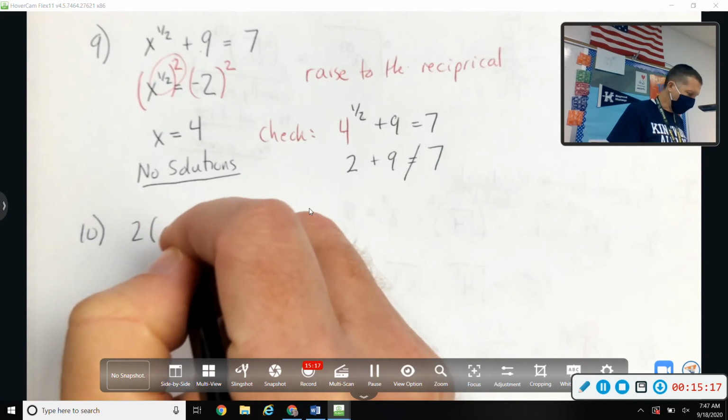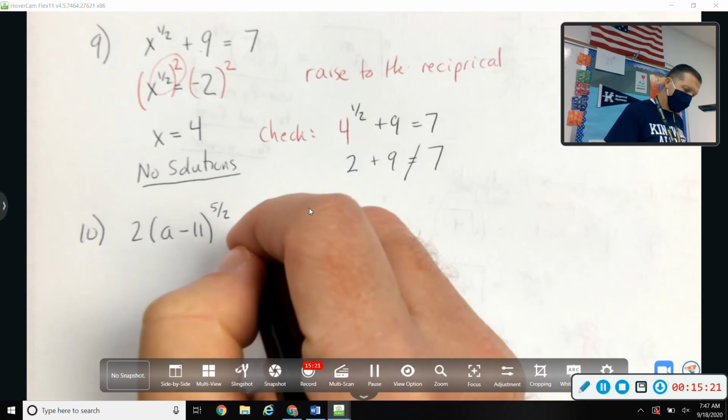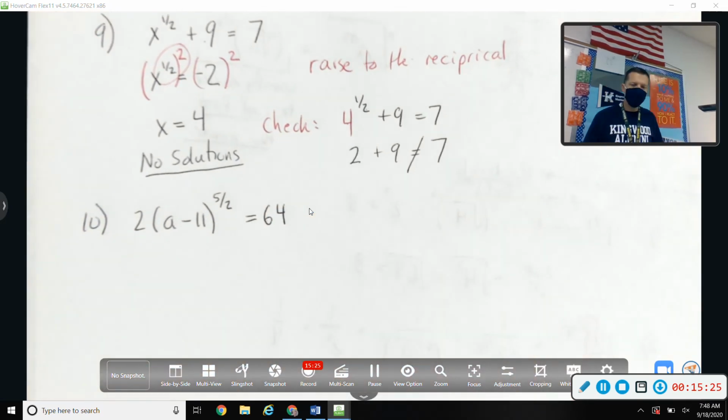Two times (a minus 11) to the 5 halves equals 64. That was a little bit like one of the ones on the test. Wait, the test you're about to get back. Oh well. What do you want to do first on that?